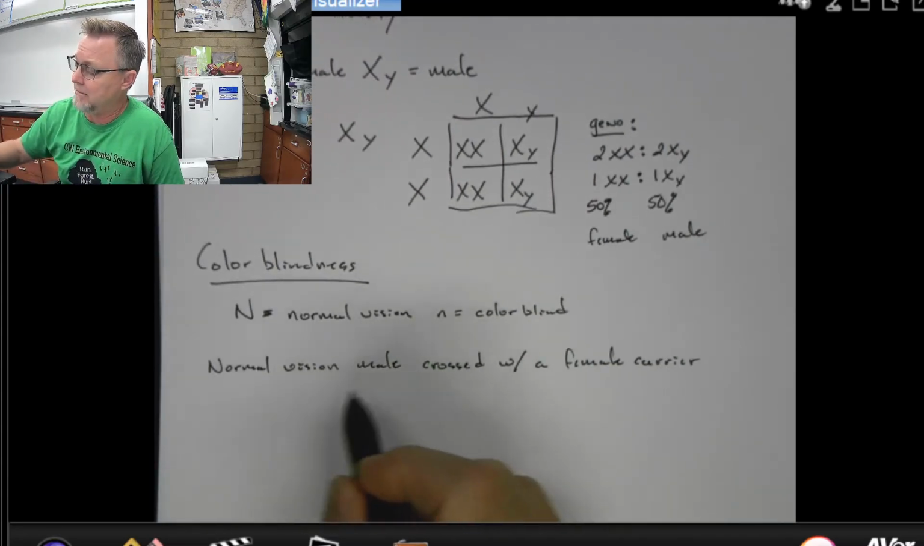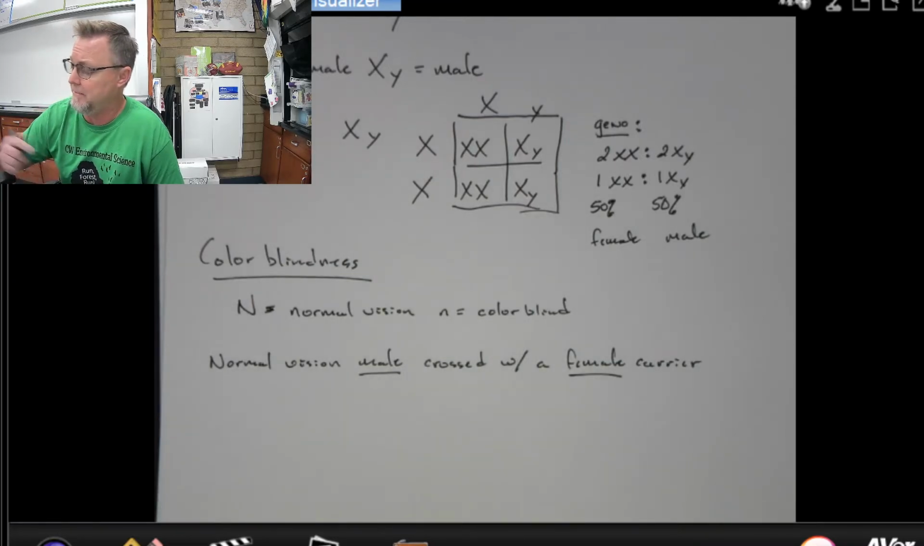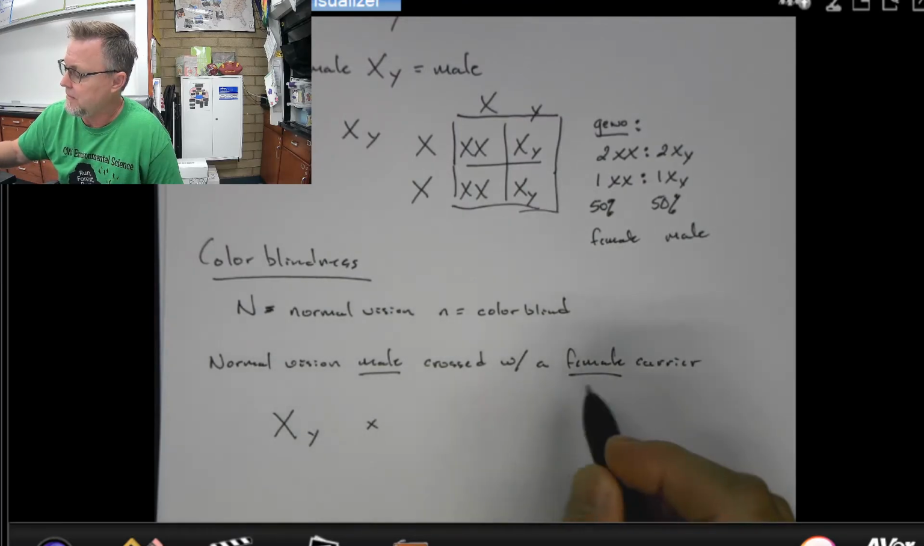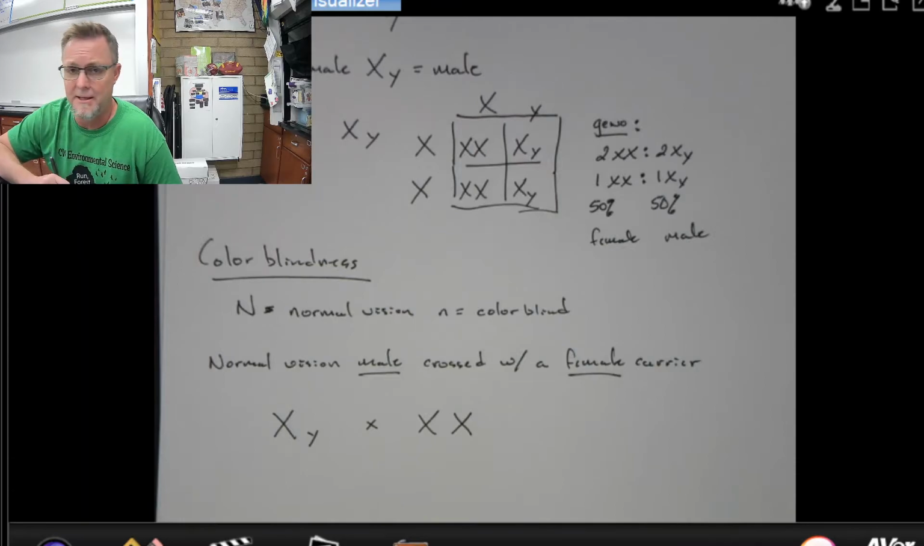Let's break this down. First things first, we know it's sex-linked because we're talking about male and female. So we got to put an XY for the male, and we got to put an XX for the female, okay? Second thing is the vision gene. So your sex chromosomes can occasionally carry a few traits or a few genes, and color blindness is an example of one. Now you'll notice I didn't tell you if the male was homozygous for normal vision or heterozygous.